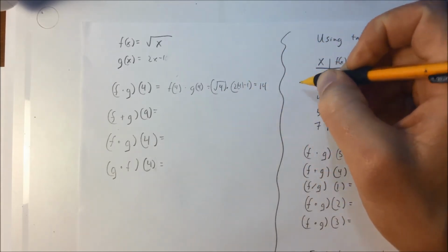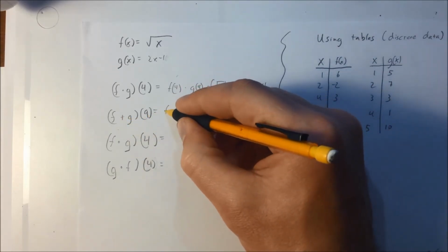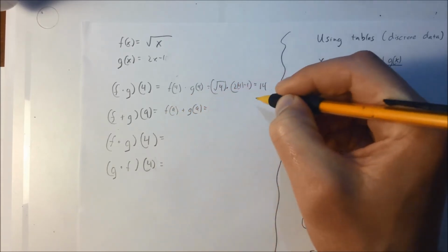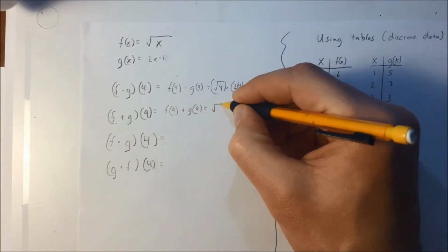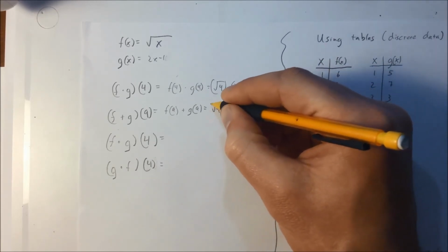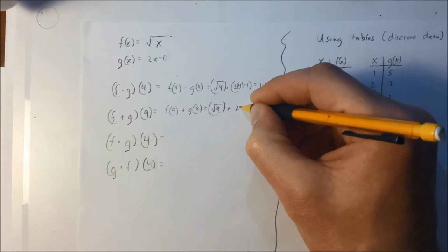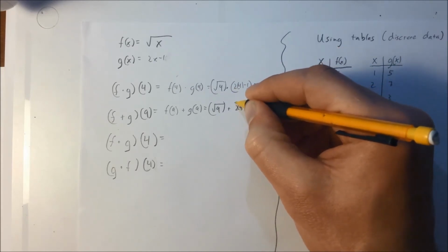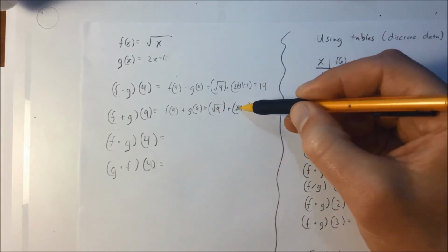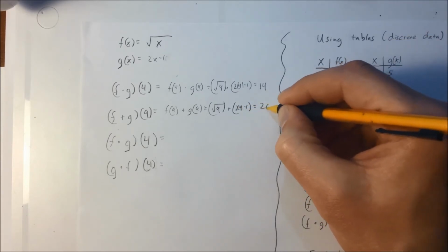No problem, right? f plus g of 9. Well, I'm just going to take f of 9 plus g of 9. Just plug those in. Square root of 9. That's f. g of 9 is 2 times 9 minus 1. And that's going to give me 3 plus 17. 3 plus 17 is going to be 20.